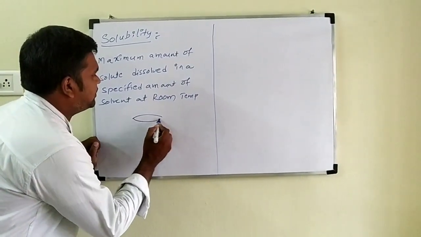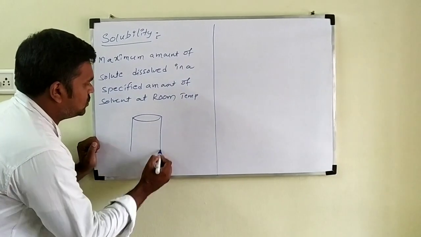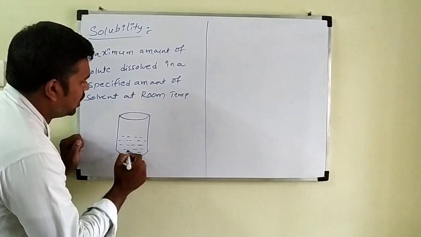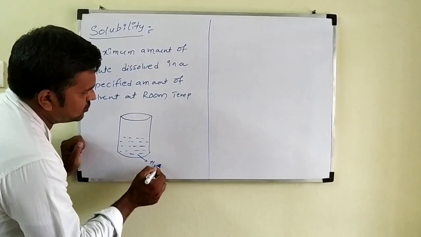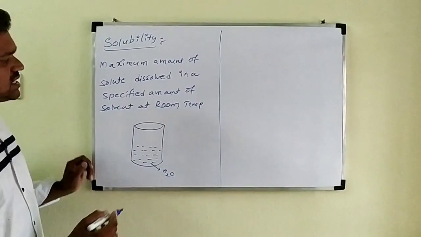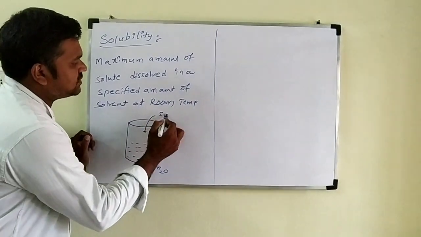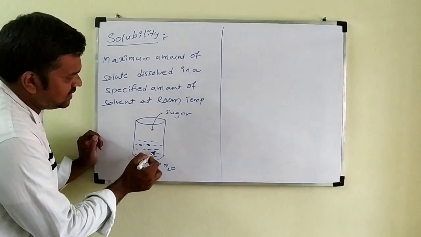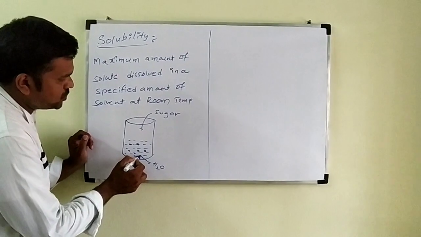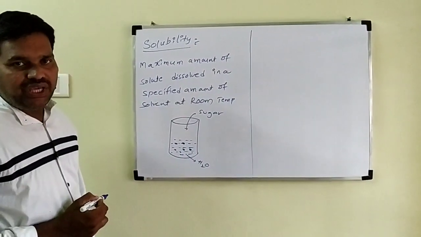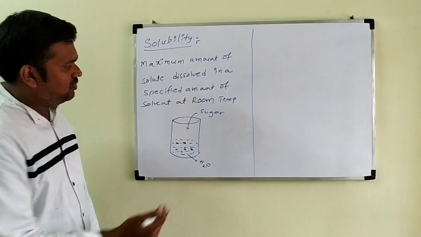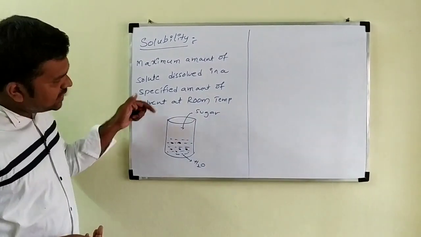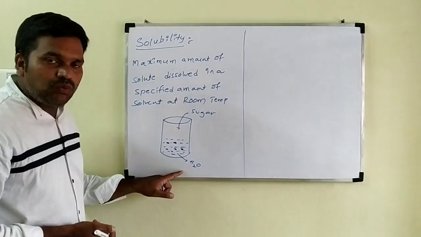Let us take here one beaker. This beaker is filled with some amount of the water only. To this I am adding here some sugar particles. Let us imagine these are the sugar particles only. Initially only water is there. Whenever you add the sugar solid particles, the sugar solid particles can dissolve in water.